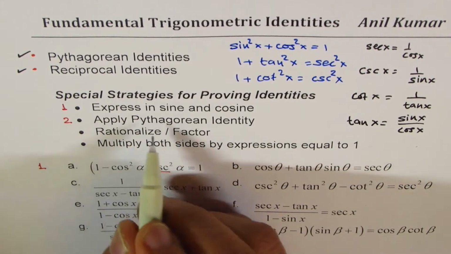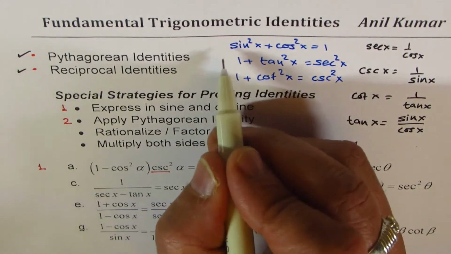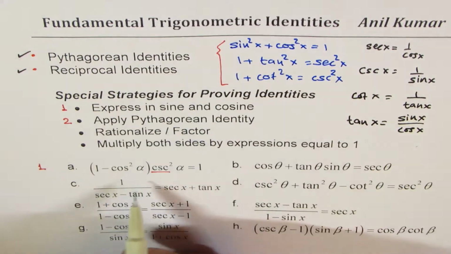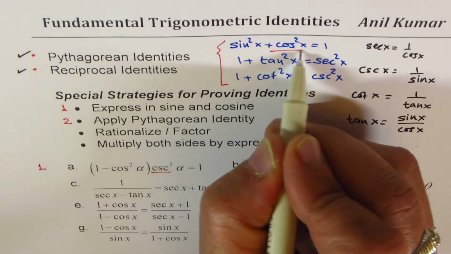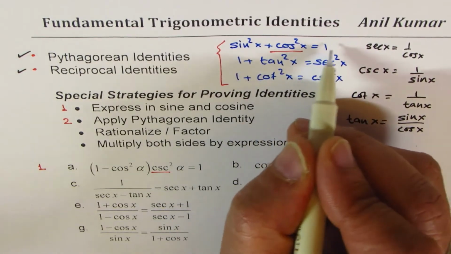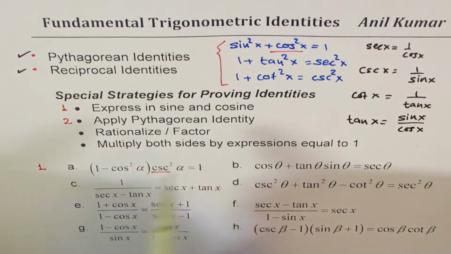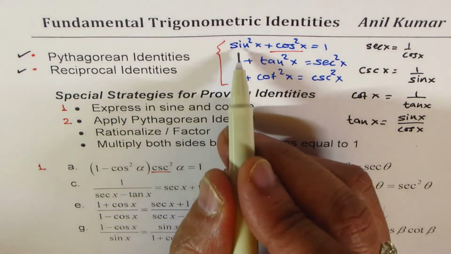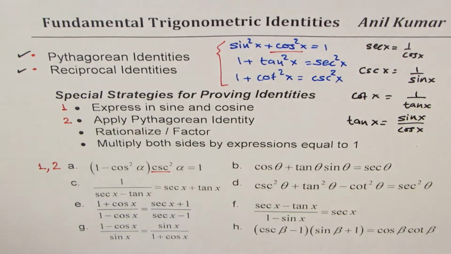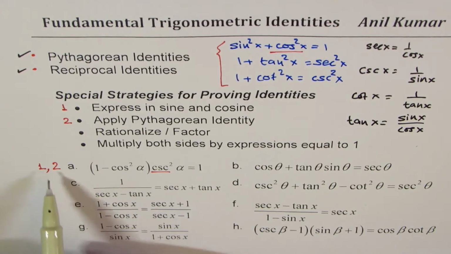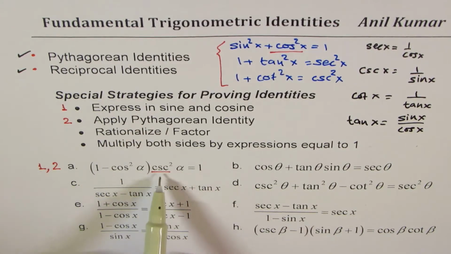Second one is apply Pythagorean identities, which are these, right? So since we have square terms, cos square, you could write this as 1 minus sine square x, something like this, correct? 1 minus cos square x is sine square x. So that means you could add second strategy. If you do these two, you will be able to prove this identity very easily.